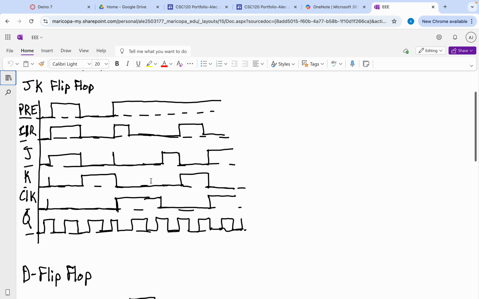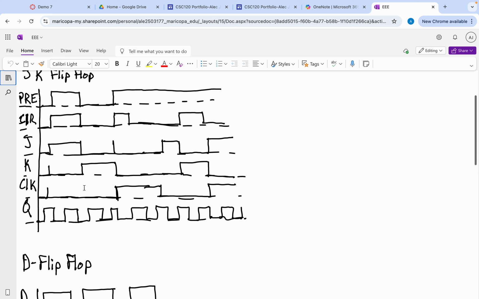For my K input, same timing rule as J. It's evaluated only on clock rising edge. So when J equals 0 and K equals 1, Q is cleared, meaning set to 0. When J equals 1 and K equals 1, Q toggles. And the diagram shows when K is high-low, affecting Q accordingly during clock rising edges. So same timing rule as J.